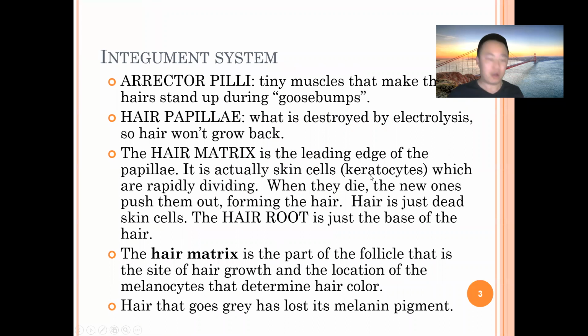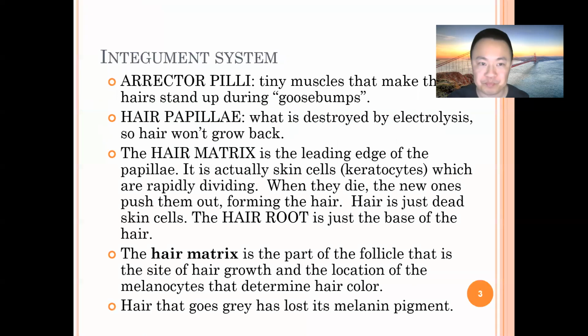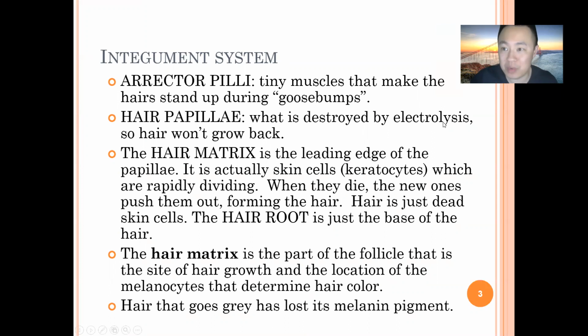So at the beginning of our journey here, we were talking about the biological hierarchy, and we definitely talked about tissues. A tissue is a group of cells which are usually similar and share a particular function. When you have a whole bunch of tissues that come together and cooperate for a particular function, then we have an organ. Then that organ will begin to function on its own. And if we have multiple organs that are working together, then we have an organ system, and so on and so forth.